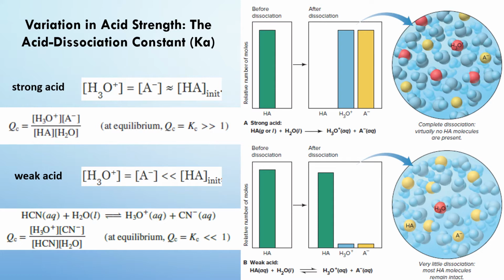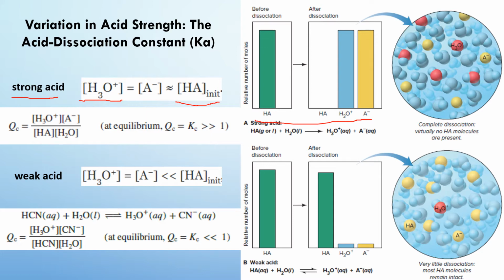Let's take a closer look at this dissociation of strong acid and weak acid. For a strong acid, because we said it almost achieved 100% dissociation, the proton generated is almost equal to the initial concentration of the strong acid. To represent that, we can use this figure here. Before dissociation, this green bar demonstrates the concentration of the strong acid.